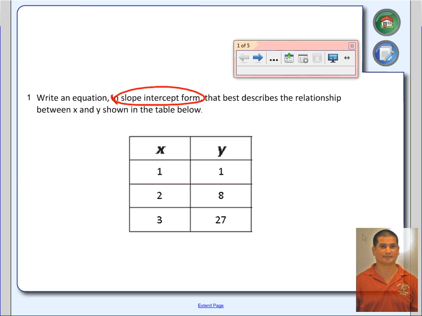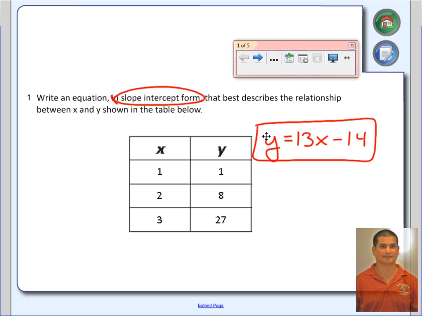Number 4, linear regression. And the nice thing is it'll give it to us already in slope-intercept form. It'll give us two numbers, the slope and the y-intercept. Let's start with the first number, the slope. What number did you get for the slope? 13. 13 is the slope. Second number is the y-intercept. What was that second number? Negative 14. And there you have it. There is your equation for that table in slope-intercept form. Pretty easy. First one was pretty easy. All right, let's go to the second one.